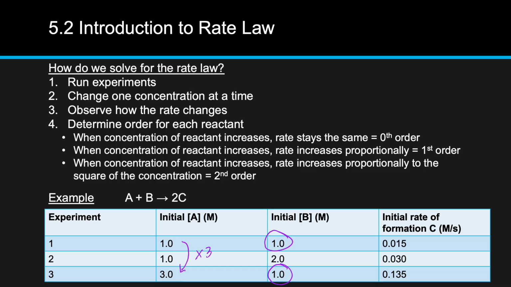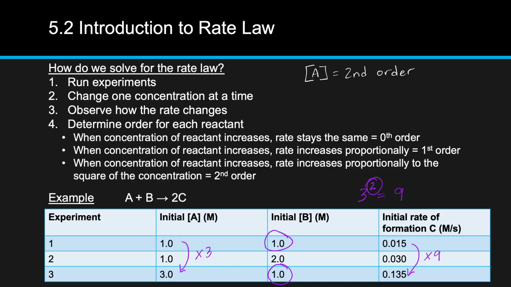Now we're going to do the same thing and look at rate. So when we go from experiment 1 to experiment 3, the rate increases by 9. So we know if we are starting with 3 and we are ending with 9, we would have to raise 3 to the second power, which means A is going to be second order.